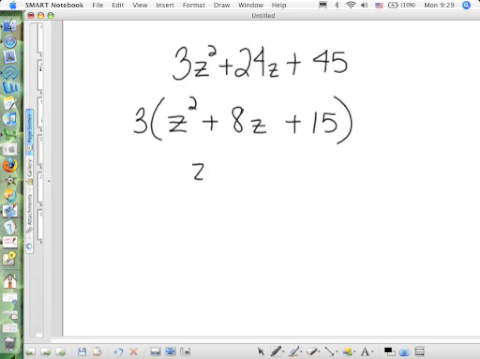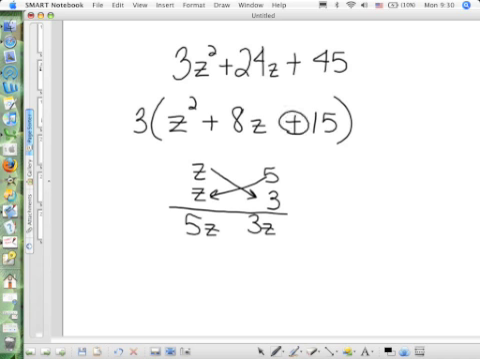Here I've got z times z to give me z squared. 5 times 3 to give me 15. And do these two add up to 8? Yes, if they're both plus.